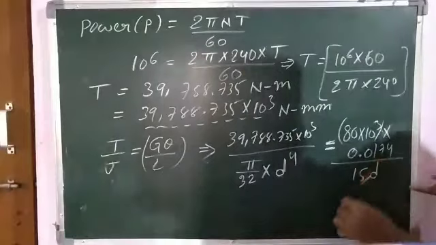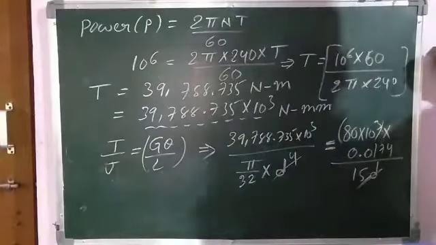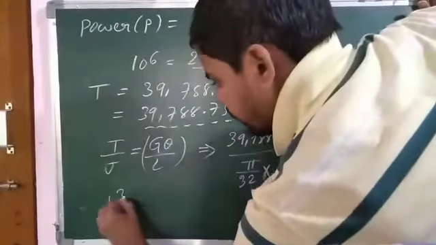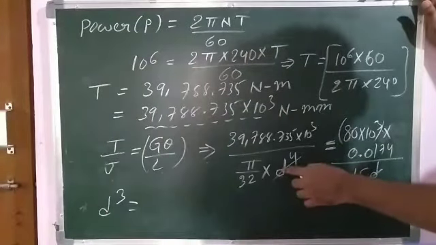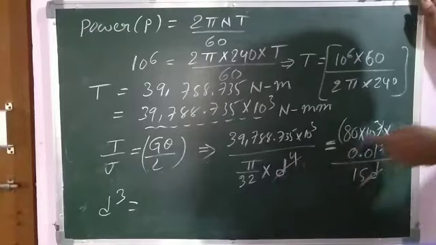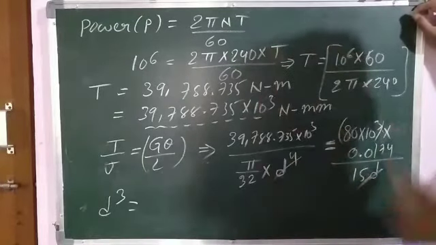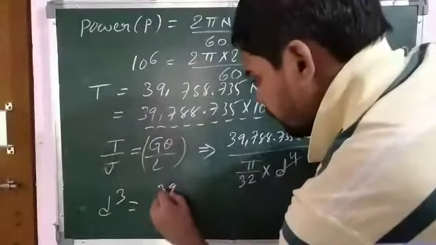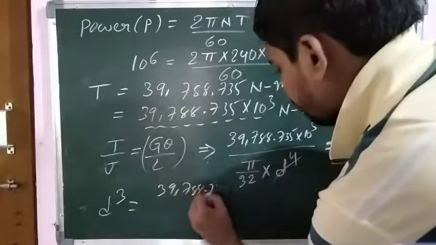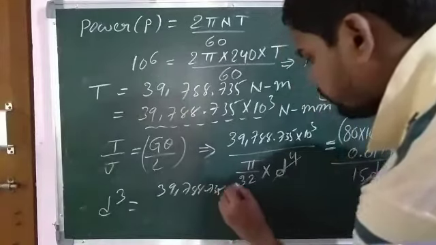One d cancels. Finally d cube is equal to... Let us take this d cube to the right hand side and all the remaining terms to the left hand side. Then it becomes 39,788.735 into 10 cube.